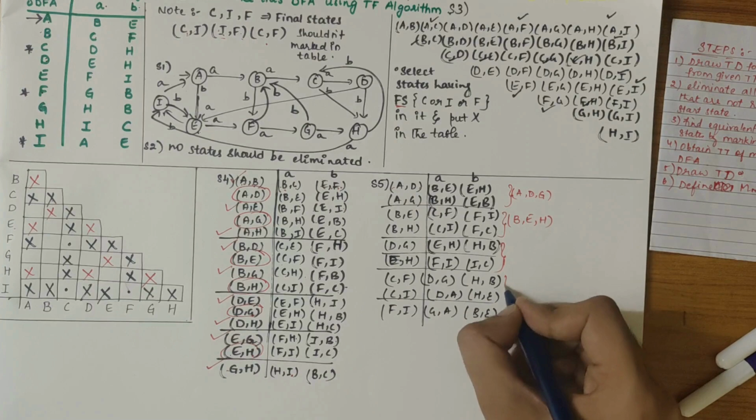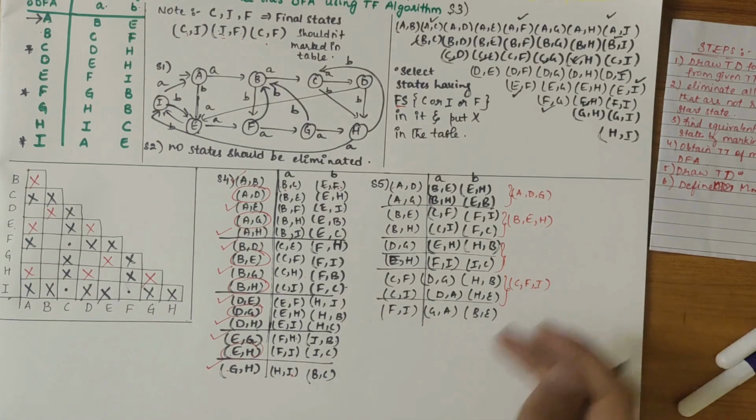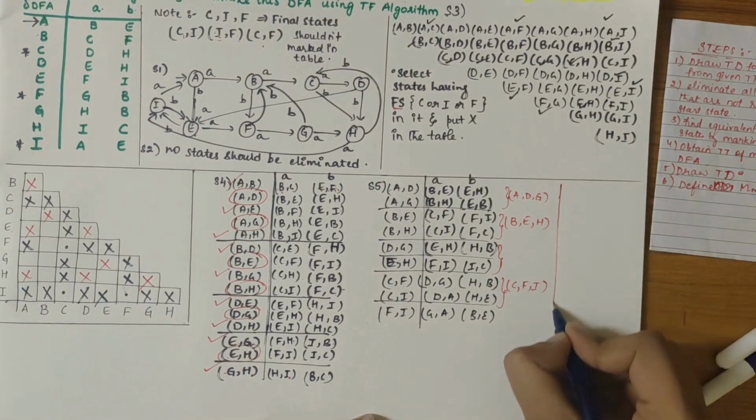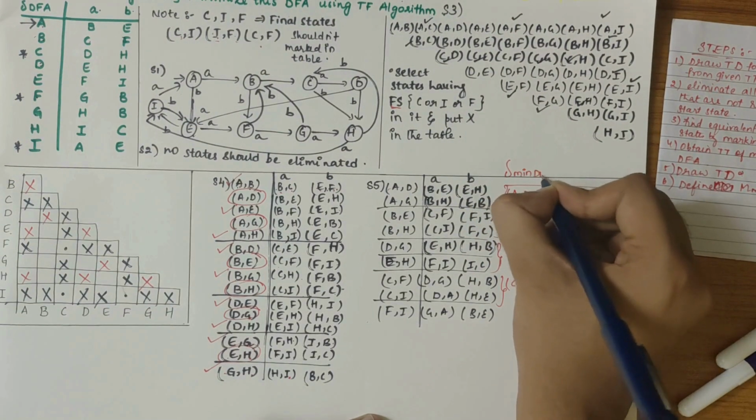Then we have CF and FI, so it can be written as CFI, right? And FI is already considered here. So we have got the minimized transition table now. This is the minimum DFA obtained.